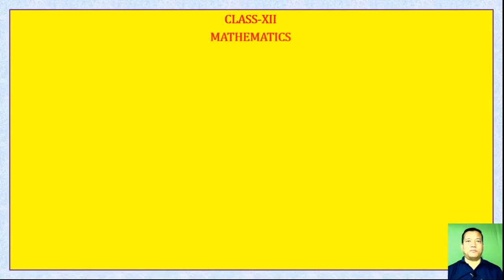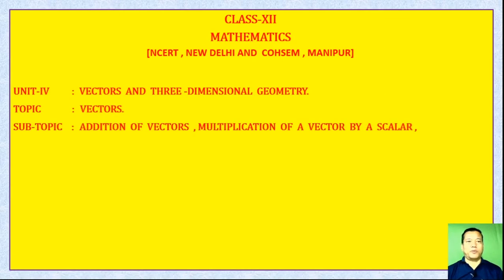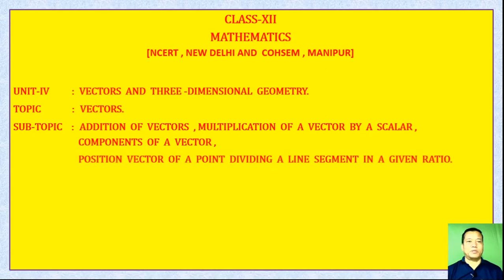Class 12 Mathematics, NCERT New Delhi and COHSEM Manipur. Unit 4 Vectors and Three-Dimensional Geometry. Topic Vectors. Subtopic Addition of vectors, multiplication of a vector by a scalar. Components of a vector. Position vector of a point dividing a line segment in a given ratio. Exercise 10.2.